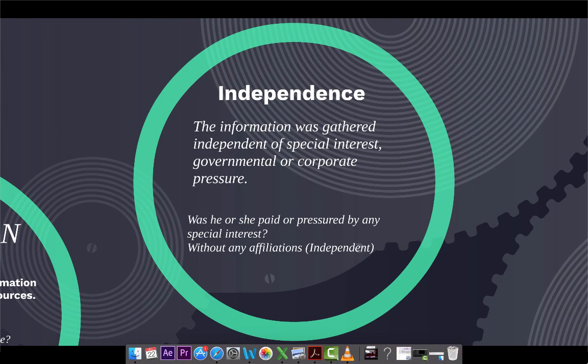Second is independence. The information was gathered independent of special interests, governmental, or corporate pressure. So sometimes we don't know whether the story is there because of some reason, and whether the author or the reporter was paid for coverage or anything. So this is something that you might ask: how am I supposed to know that? If you don't know that, then you don't think that's independent, okay?